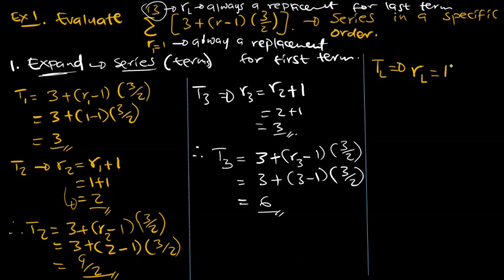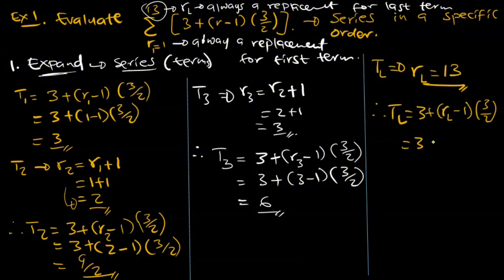Therefore rL is now equal to 13. So TL, you take the expression as is, 3 plus (rL minus 1) times 3 over 2. So 3 plus (13 minus 1) times 3 over 2.